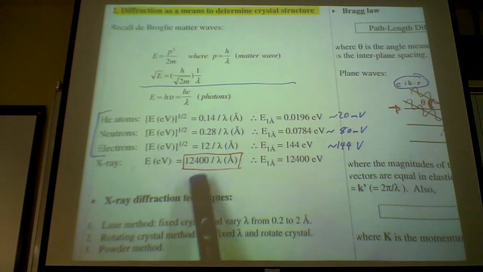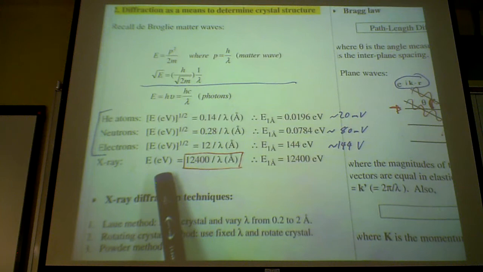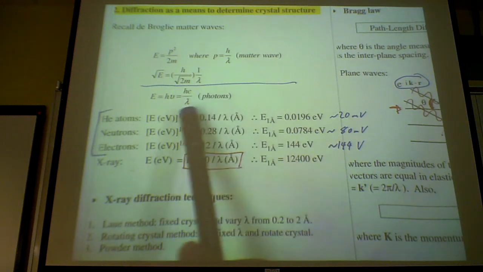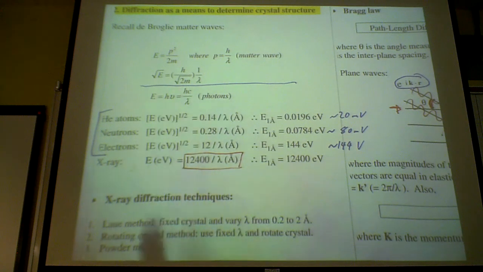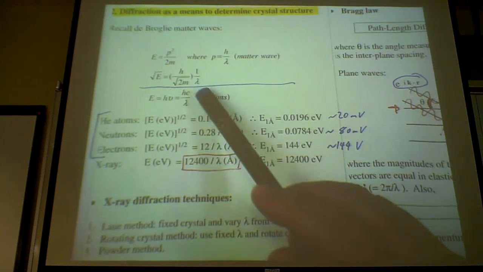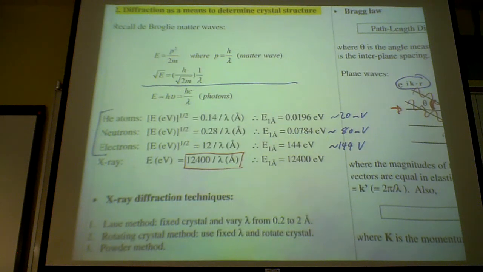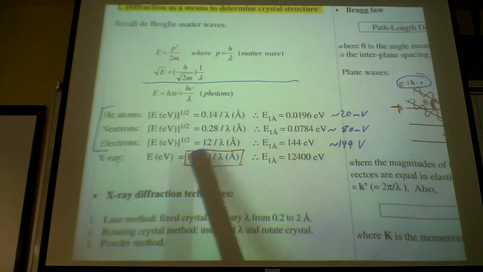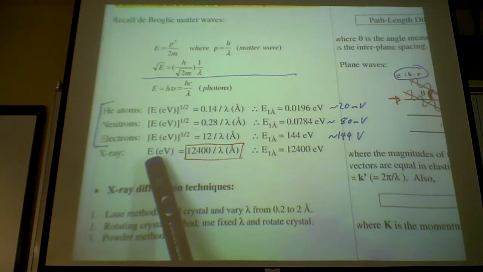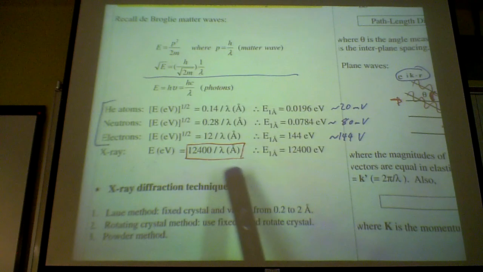For example, you can calculate the energy of the photon using this formula, which is for light. It's just Planck's constant times the speed of light divided by lambda. This constant product is 12,400, a very useful number to remember. If E is in electron volts, then it's 12,400 divided by lambda, where lambda is in Angstrom.